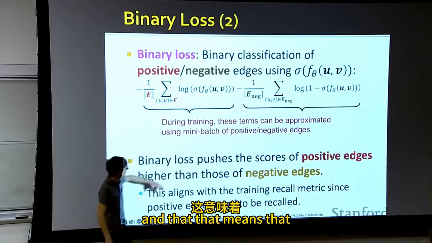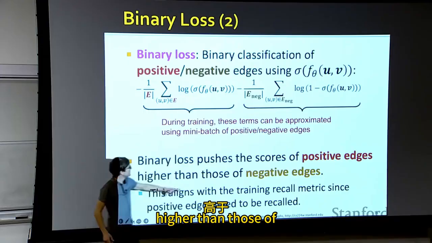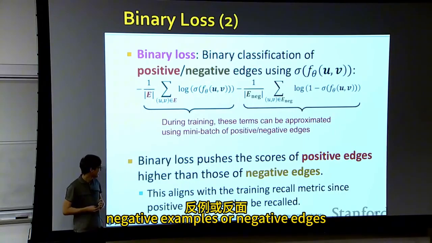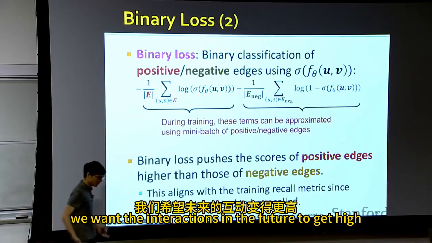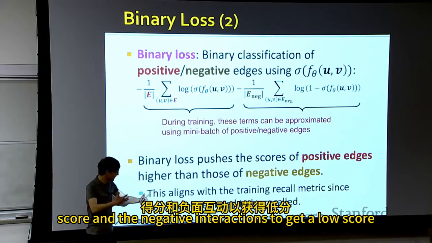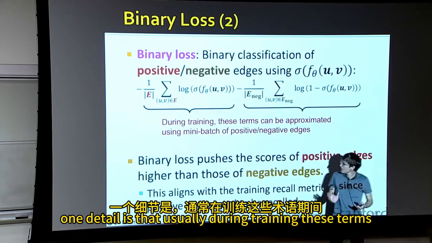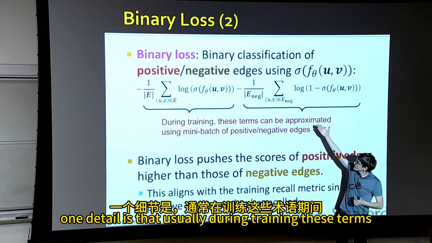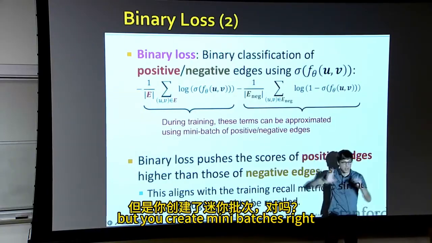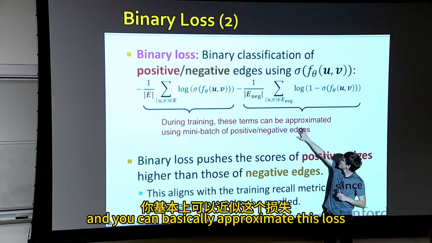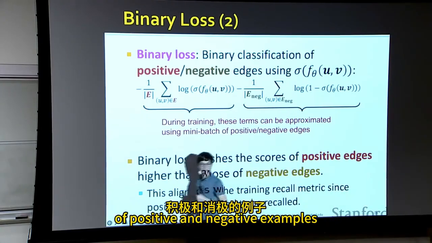And that means that this binary loss pushes the scores of positive examples higher than those of negative edges. And this aligns well with our recall metric, right? We want the interactions in the future to get a high score and the negative interactions to get a low score. One detail is that usually during training, you don't really go over all the positive edges and all the negative edges, but you create mini batches, right? And you can basically approximate this loss by using mini batches of positive and negative examples.